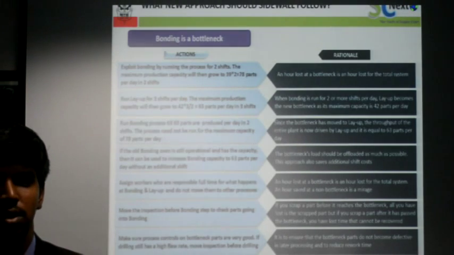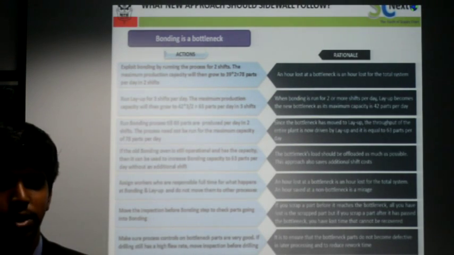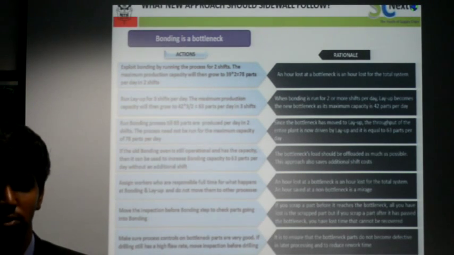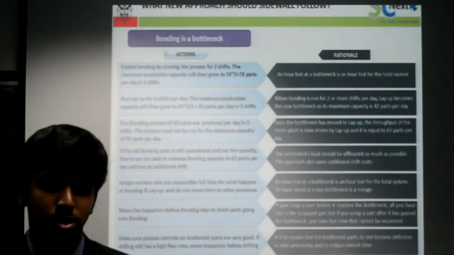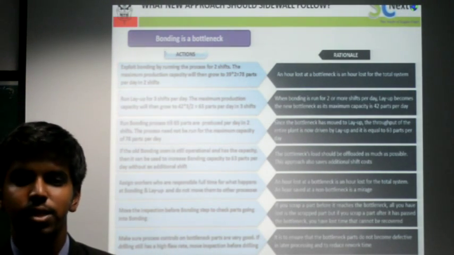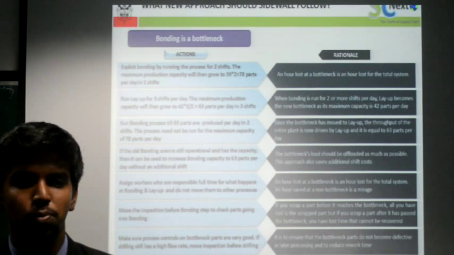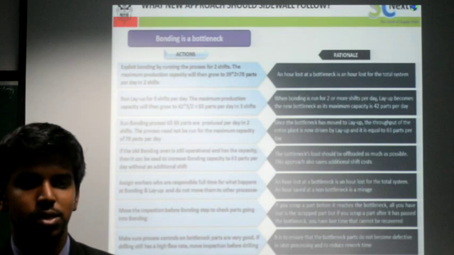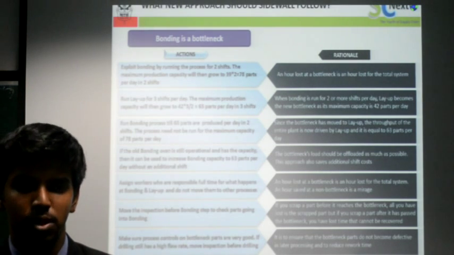Thank you, Shiva. Now we have identified the bottleneck. Now what new approach should sidewall follow? Let's look at both the scenarios. The first one is what if bonding is a bottleneck. In this case, sidewall has to first exploit bonding by running the process for 2 shifts. The maximum production capacity will then grow to 78 parts from 39.